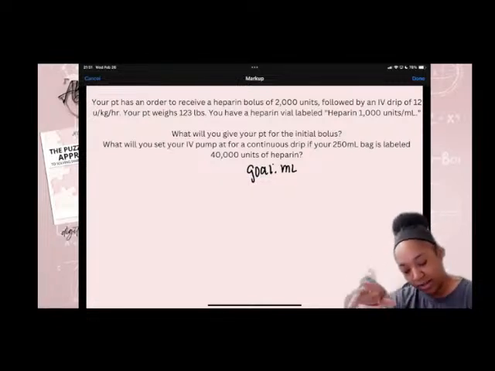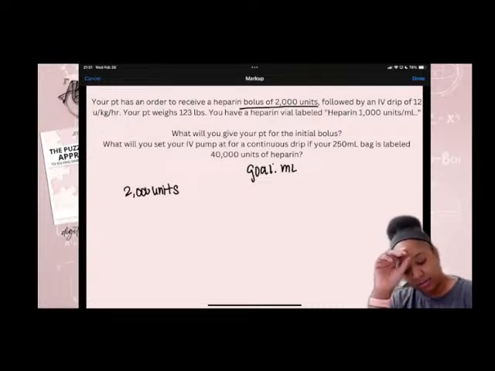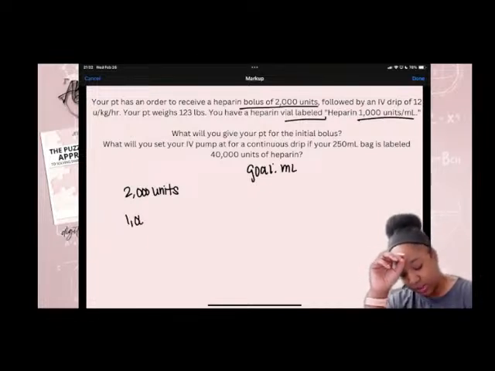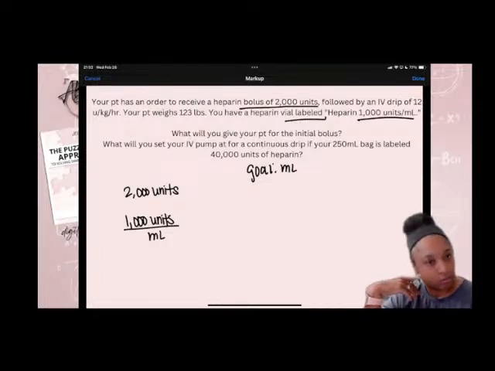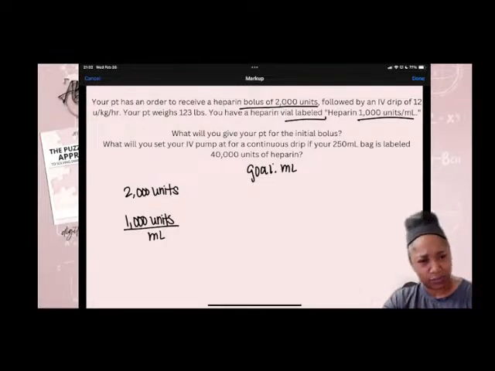So how many units do they want for the bolus? It says bolus of 2,000 units. So that's what's ordered. Okay. Now we're going to use the vial that has the heparin in it that says 1,000 units per milliliter. Well, how'd you know to use the vial? Because everything that is with the drip stays with the drip. What's for the bolus stays with the bolus. Okay. So, how are we going to set this up?